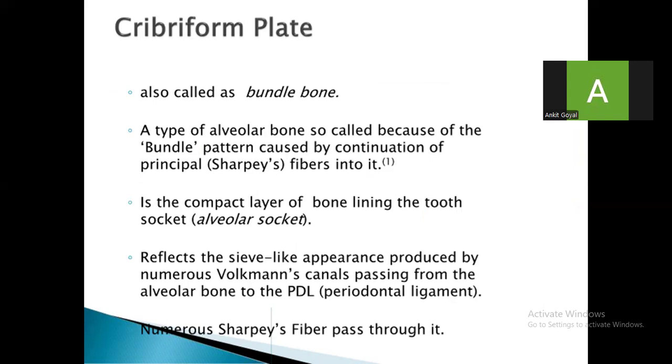The cribriform plate is also called bundle bone. This is a type of alveolar bone, so called because of the bundle pattern caused by continuation of principal fibers into it. This is the compact layer of bone lining the tooth socket, and it has a sieve-like appearance produced by numerous Volkmann's canals passing from the alveolar bone to the periodontal ligament. Numerous Sharpey's fibers also pass through it.